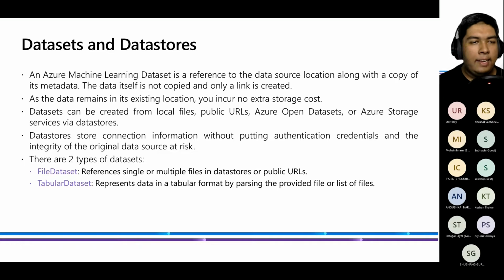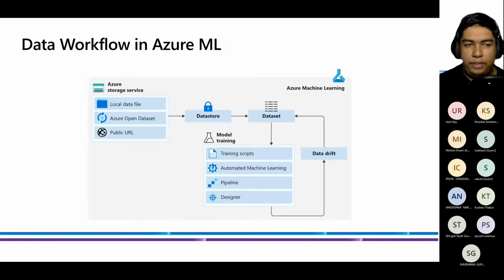So how do we do that? First we will have any one of these: a public URL, a local data file, or an Azure dataset, and that will get uploaded to the Azure storage account first. Then a link to that will be created in our workspace as a data store. Then our data set will define whether it is a file data set or whether we want to treat it as text and parse it. So we can have that data set as well.